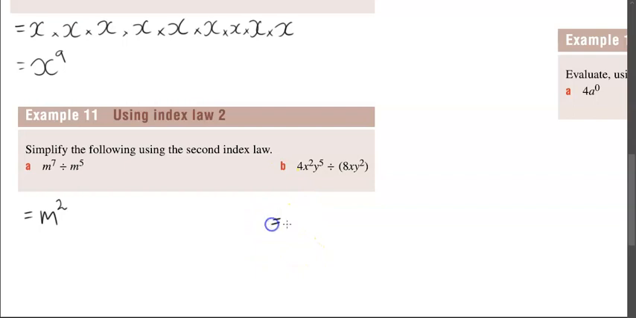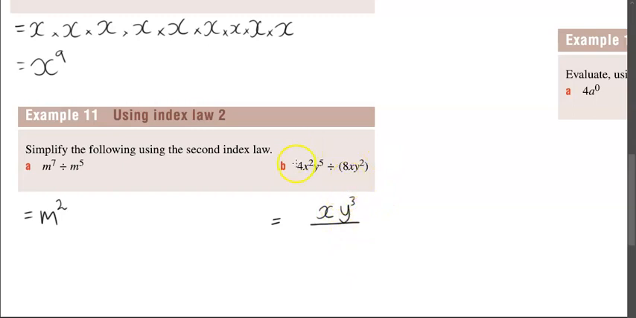And B, this one is a little bit trickier because now we've got numbers involved. So I'll look at the number afterwards. We'll first focus on what we can do for the letters. We've got x to the power 2 divided by x to the power of 1, because there is an invisible 1. So 2 minus 1 is 1. So x to the power 1, or just x by itself. Y to the power of 5 divided by y to the power of 2. 5 minus 2 is just 3. So it's y to the power of 3.